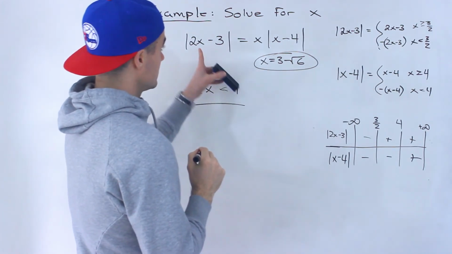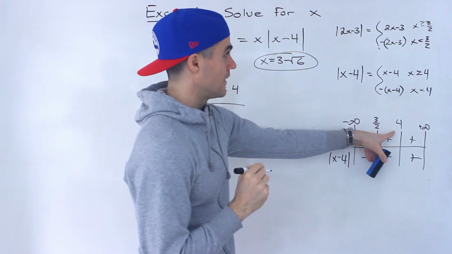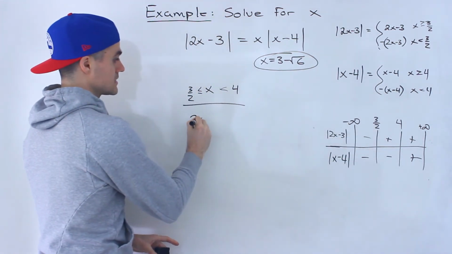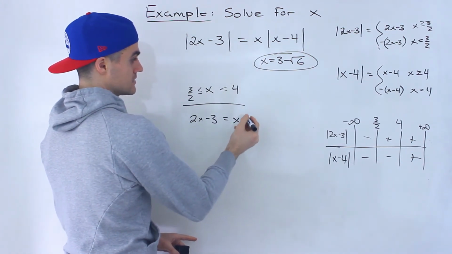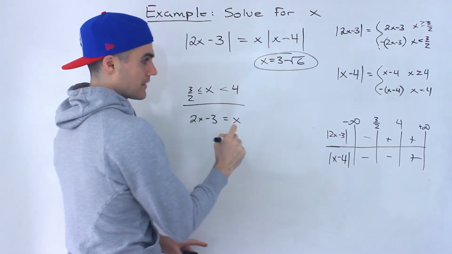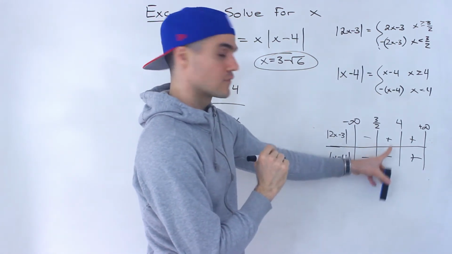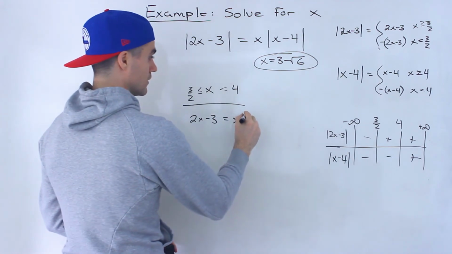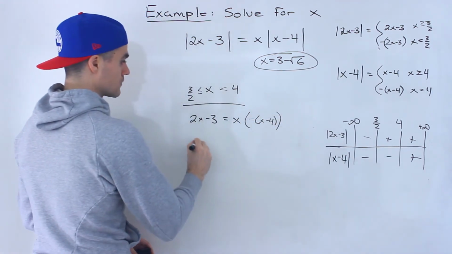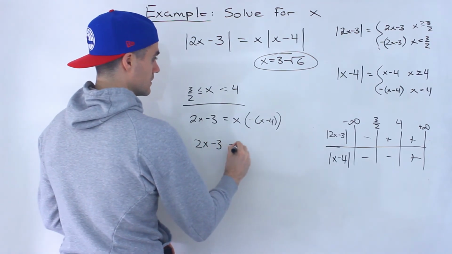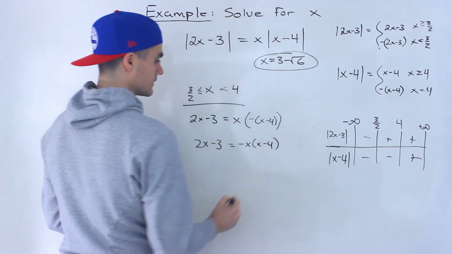So notice that this is positive on that interval, so it stays as is. We got the x as is. And then the absolute value of x minus 4 is negative on this interval. So you'd have a negative x minus 4 here, like that. So we could rewrite this as negative x minus 4, like that.